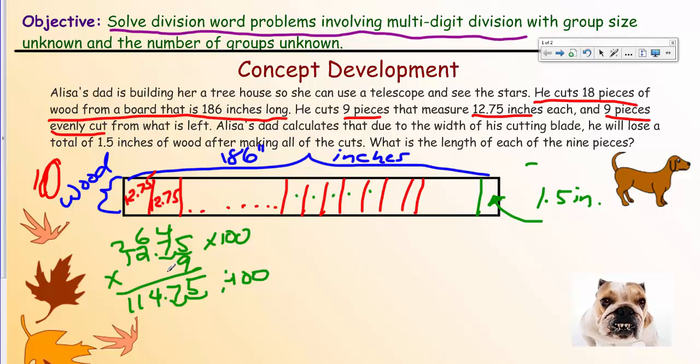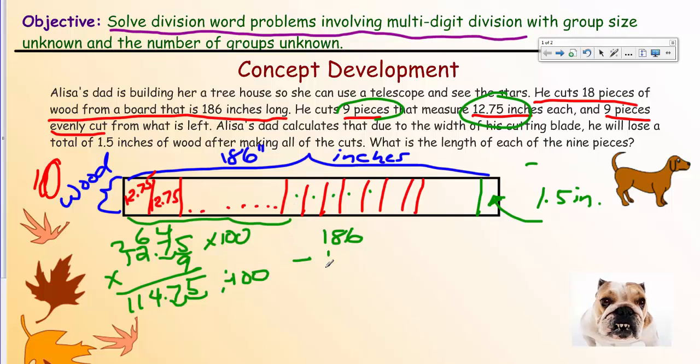So basically, to figure out the rest of this, since these are evenly cut, we could take the total and subtract this from the total. So this 114 and 75 hundredths, we could subtract from the 186. And why I'm subtracting that is because this shows the amount of wood used for just those 9 pieces, I should say. When I say that wood, that's what I mean.